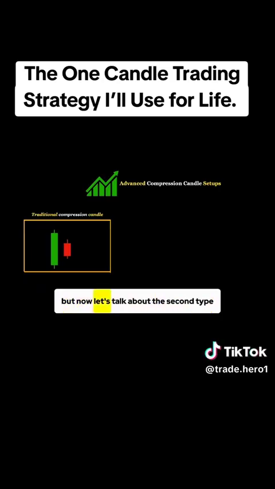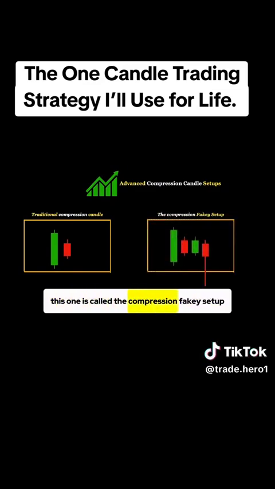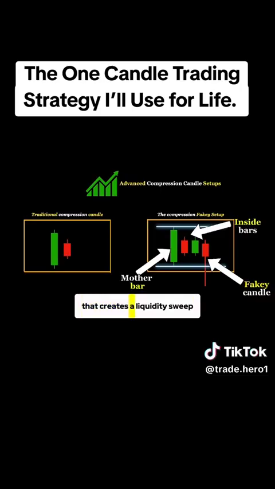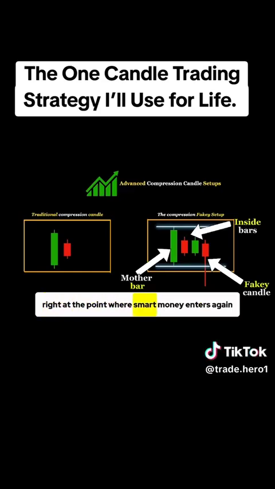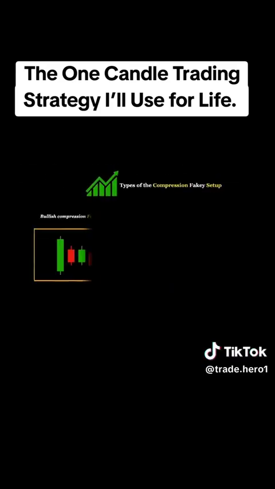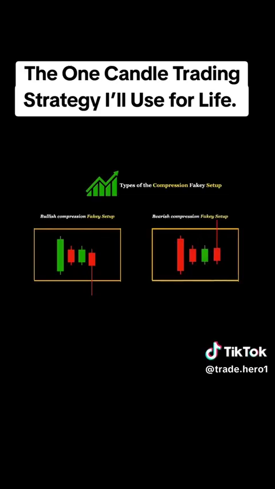But now let's talk about the second type, and it's a very powerful one. This one is called the compression fakie setup. It includes a mother bar and one or more inside bars, followed by a fakie candle that creates a liquidity sweep before the market moves up or down. It's an advanced setup, but once you recognize it, you'll see how powerful it is for catching high probability trades, right at the point where smart money enters again. There are two types of the compression fakie setup, one for bullish moves and one for bearish moves.